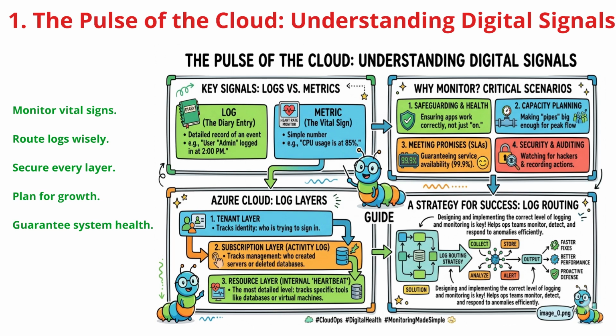To manage this, we use a log routing strategy across 3 layers: the tenant layer for identity, the subscription layer for management history, and the resource layer for the deep heartbeat of individual tools. By capturing these signals, we move from simply reacting to problems to mastering the flow of our digital world.